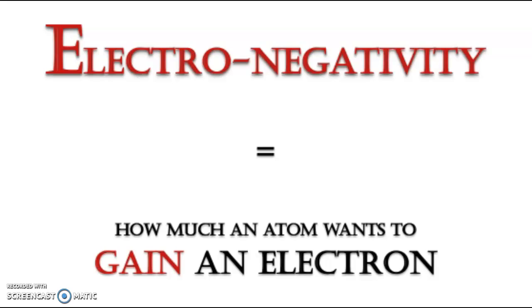So atoms that want to gain electrons will have a high electronegativity. On the other hand, atoms that want to lose electrons have a really low electronegativity. In fact, they have a high electropositivity because they prefer having a positive charge by losing electrons. In our lessons, we'll stick to talking in terms of electronegativity. But just so you know, electropositivity is the opposite of that.